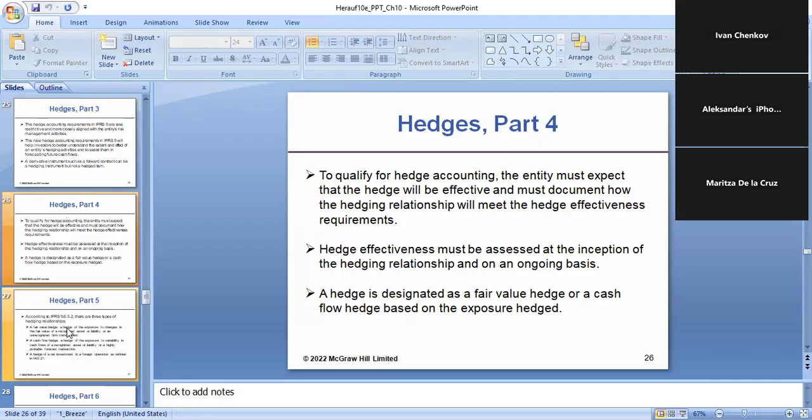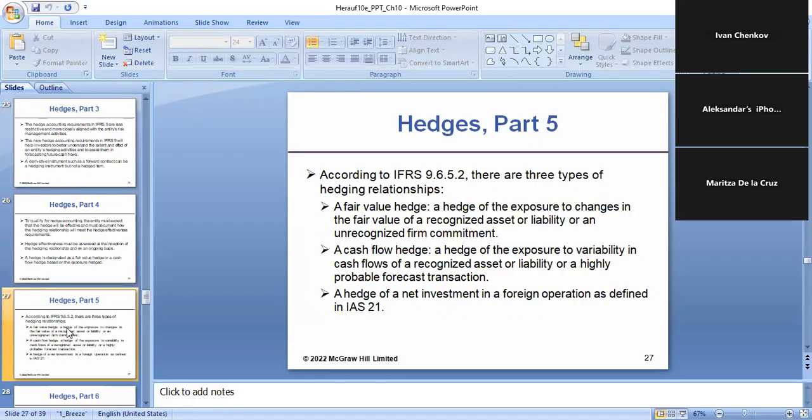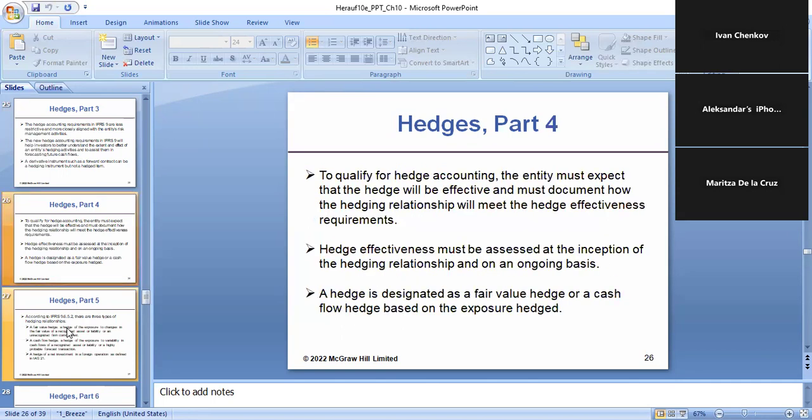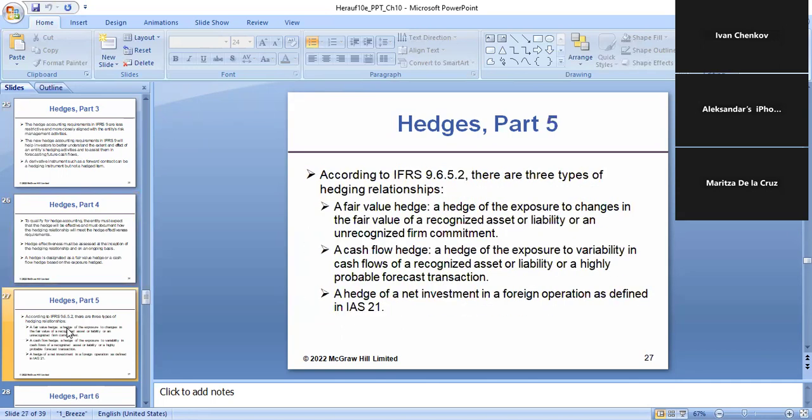A hedge is designated as a fair value hedge or cash flow hedge. So now, how we're going to designate the hedge accounting is going to be either fair value hedge or cash flow hedge. Those are the two types of accounting that we have under hedge accounting. I'm not going to test you on fair value versus cash flow, but I want you to know this one because the CPA exam throws questions on hedge accounting.